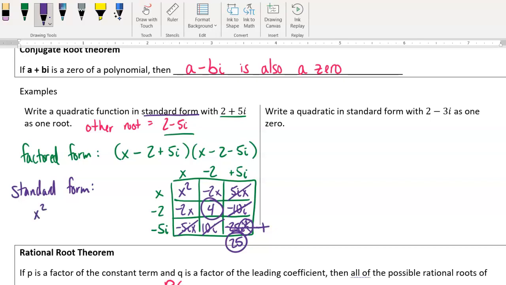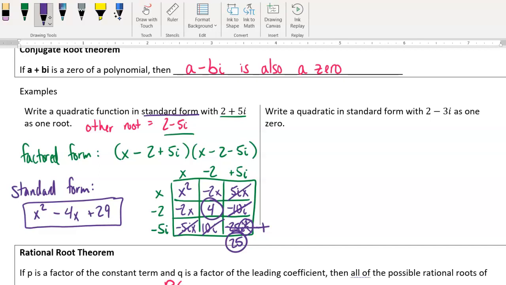So we would start with x squared, and -2x plus -2x would be -4x, and 4 plus 25 is 29. So that's how you could represent that. So if we were to solve this, if I were to take x squared minus 4x plus 29 and use the quadratic formula to find the zeros, I would get 2 plus or minus 5i as my answer.